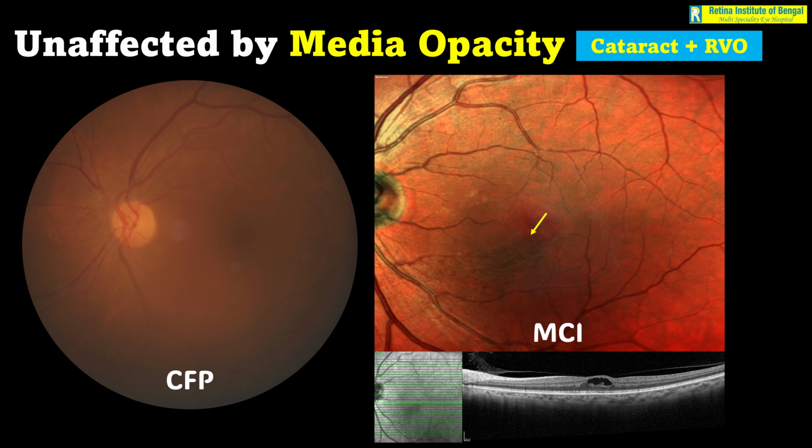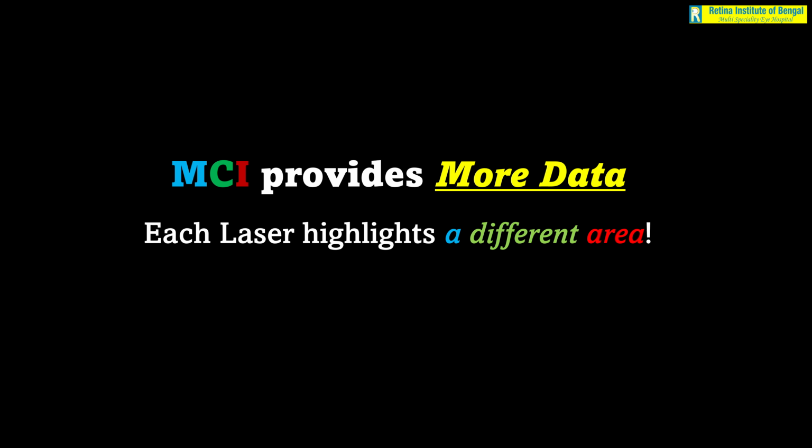As a matter of fact, not only is the multicolored image providing higher contrast, which helps us find each and every pathology in higher detail, and not only is it not affected by media opacity, actually a multicolored image contains much more data than any color fundus photo, because the color fundus photo is a flash photograph, which is practically a two-dimensional image, which is based on the reflectance of the white light from the retinal surface.